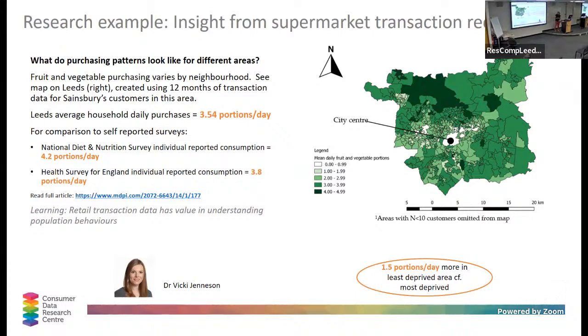The difference here is that with loyalty cards, they're buying for potentially a whole household. They could be buying from multiple places, but it could be for a household, which could be one person or five people. So 3.5 when the daily recommendation is 5 is even lower than it sounds. Our national surveys are suggesting 4.2 and 3.8 portions using self-reported metrics. Perhaps people exaggerate a little because they know they should, whereas we don't get that with retail data. There are pros and cons to all the data, but what we've learned is that there is value in understanding population behaviours using these sorts of transaction records.